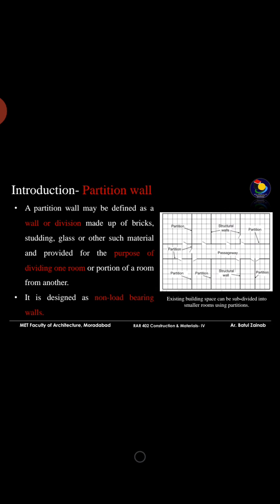So here, what is a partition wall basically? आप लोगों ने partition walls देखे भी होंगे. Generally we use partition walls in offices, our college spaces, making the cabins, etc. So if we talk about the definition, a partition wall may be defined as a wall or division made up of bricks, studding, glass or other such materials and provided for the purpose of dividing one room or portion of a room from another. It is designed as non-load bearing walls. They are generally non-load bearing.